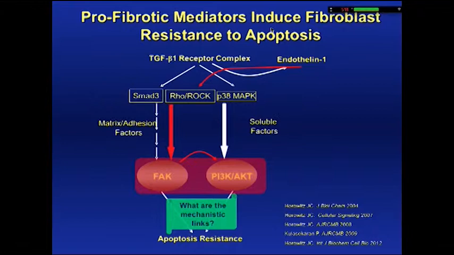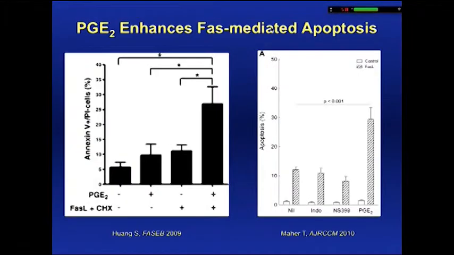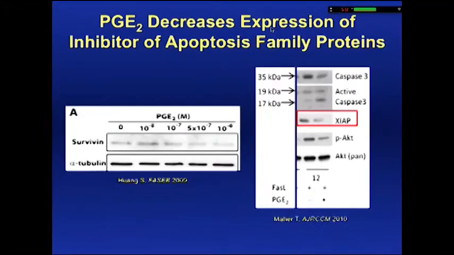So what I'm going to discuss here is some of the potential mechanistic links whereby FAK and AKT signal to prevent fibroblast apoptosis. And in part, this is based on two studies from a couple of years ago, one from Steve Huang at the University of Michigan and one from Toby Moore. And the point of both of these is that fibroblasts are inherently resistant to Fas-mediated apoptosis. But when we treat fibroblasts with prostaglandin E2, which is well known to be an anti-fibrotic mediator, we can significantly enhance the apoptotic responsiveness of these cells.